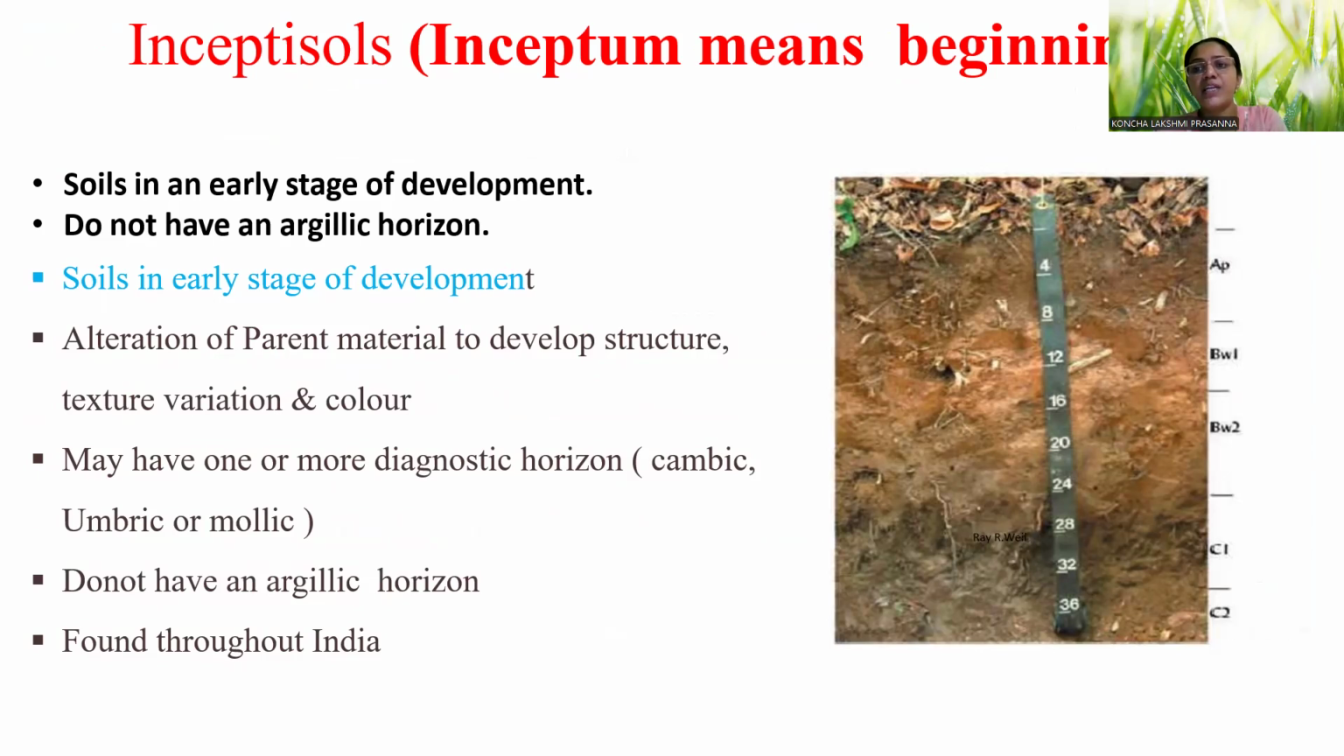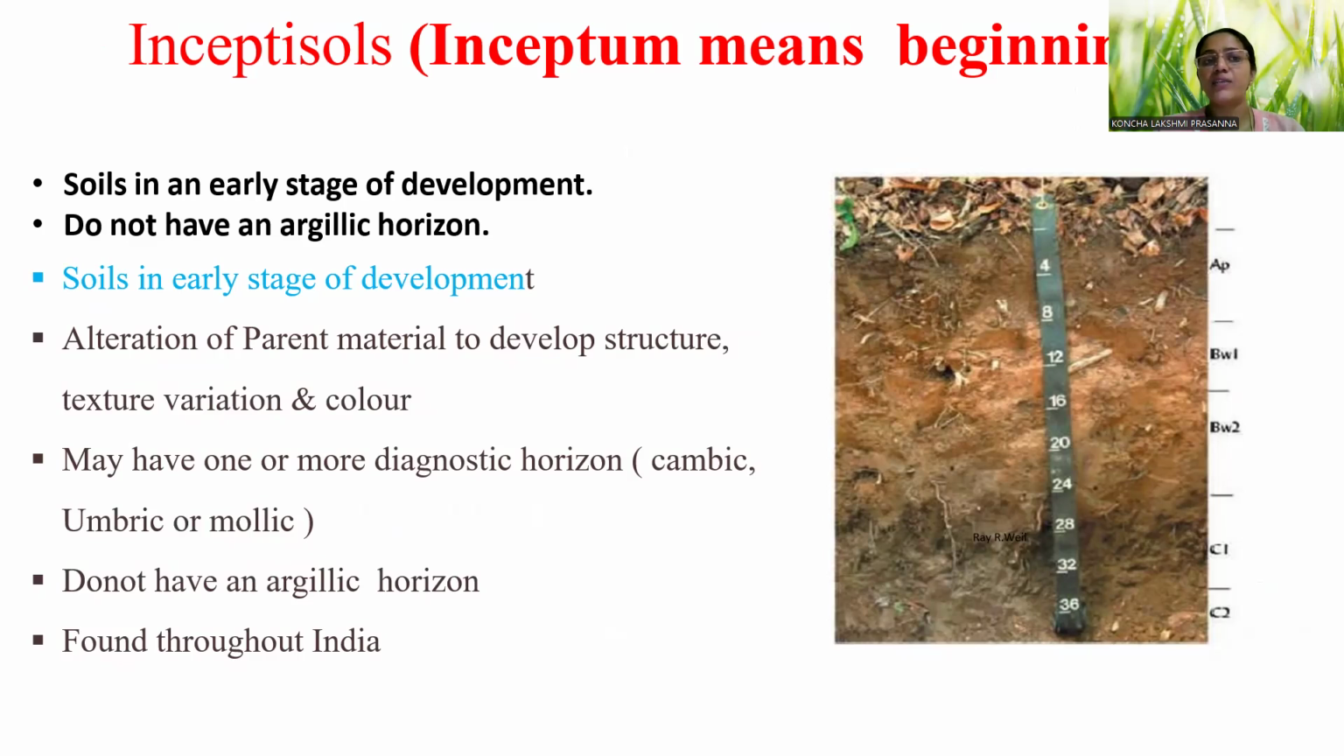Inceptisols: inceptum means beginning. These are soil orders at an early stage of development. They do not have an argillic horizon. There is alteration of the parent material to develop soil structure, texture variation, and color. They may also have one or more diagnostic horizons like cambic, umbric, and mollic epipedons. It does not have the argillic horizon. It is found throughout India.